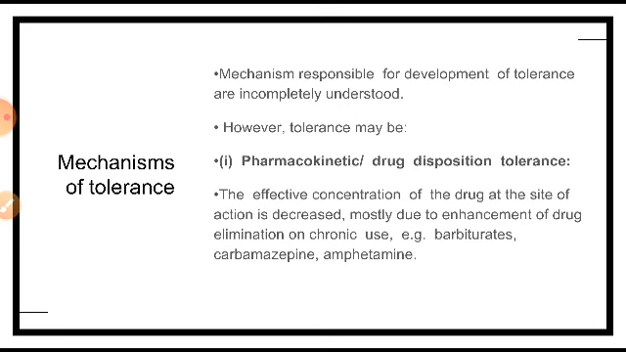So the first way is the pharmacokinetic or drug disposition tolerance. It means the effective concentration of the drug at the site of action is decreasing. What is happening here? Because of pharmacokinetic changes, the drug is not able to reach the site of action in sufficient concentration, right? Maybe the body has changed its metabolism, the protein binding, or the rate of elimination. For any of these reasons, if the drug is not reaching the site of action enough, then there will be no effect. That's why you need more doses in that case to get the effect, right? For example, in chronic use of barbiturates, carbamazepine, amphetamine, these kinds of effects have been observed.